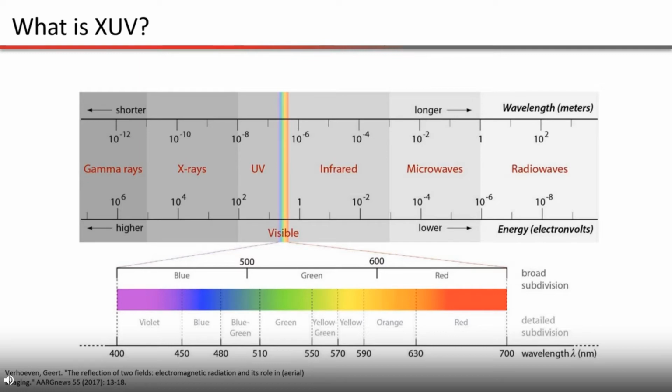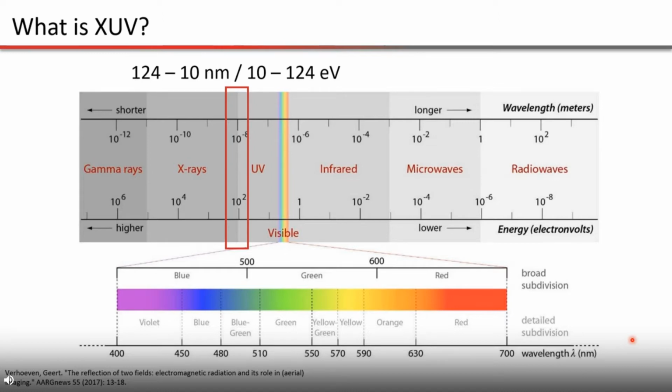So first, I would just like to make sure we're all on the same understanding about what is XUV. Before I joined my research group at Ohio State, I had never heard of this term before. So XUV or EUV is extreme ultraviolet. In the grand scheme of the electromagnetic spectrum, this is somewhere between UV and X-rays, so that kind of helps the name make a little bit more sense.